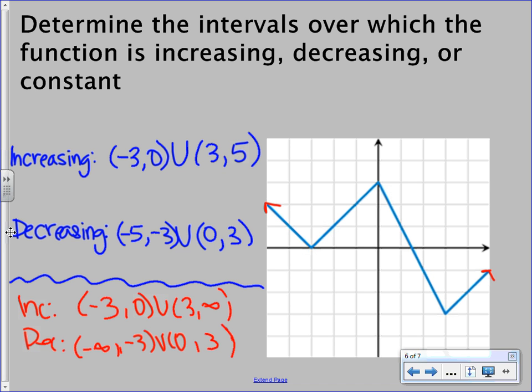The reason I wanted to talk about this: is infinity a number? No. It's more of a description. Anytime you have infinity, it has to have a parenthesis. You can't ever include infinity. So anytime you're talking about domain and range, your infinities will always have those parentheses.